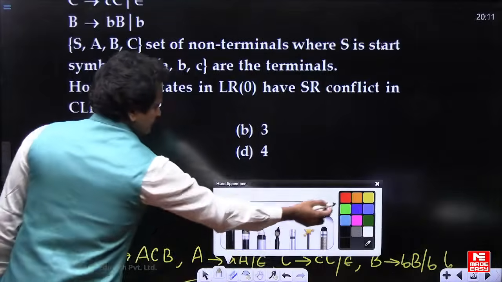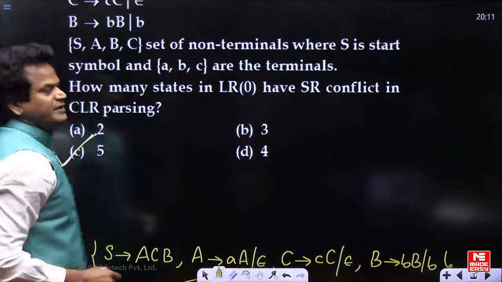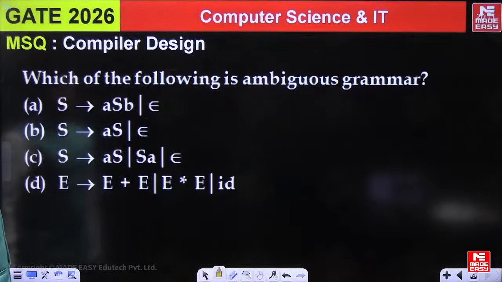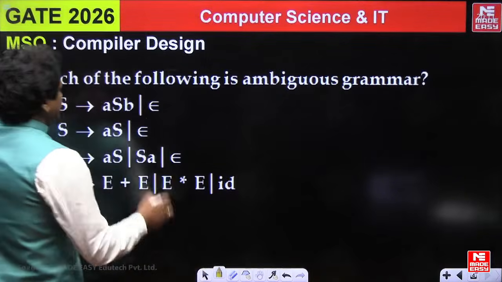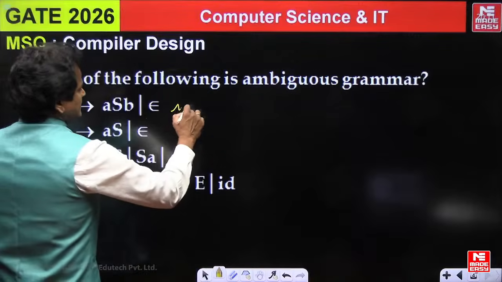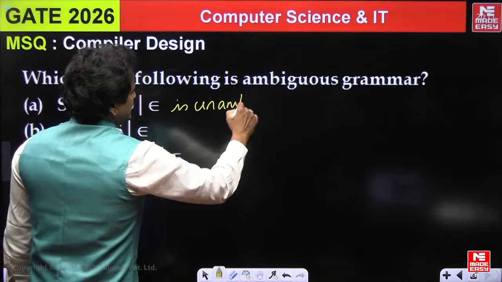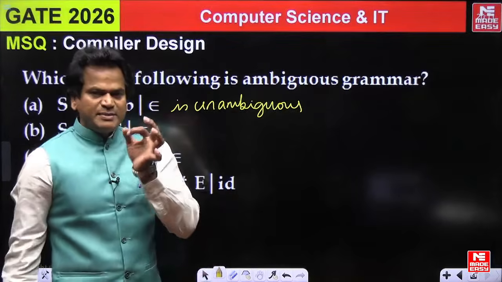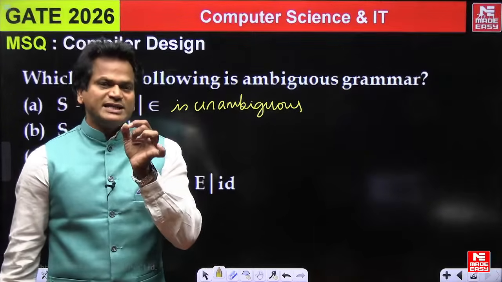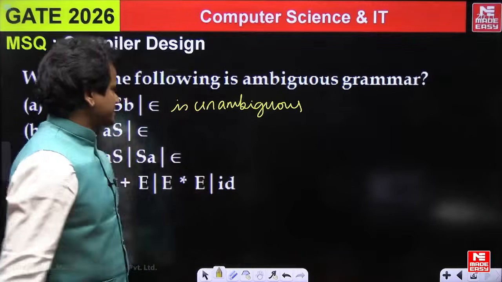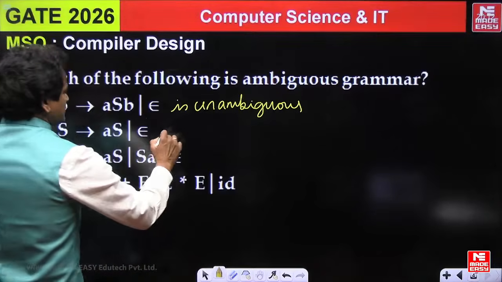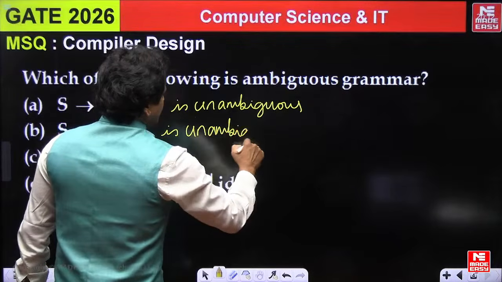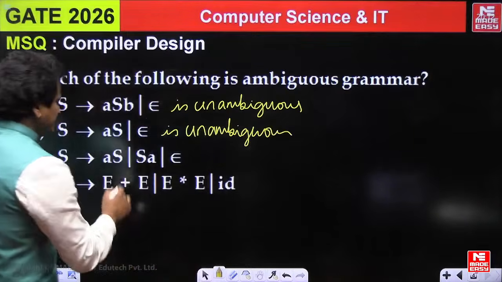Okay, we go to the next. Which of the following is ambiguous? Here A, S, B and epsilon, this is unambiguous. We never get any string having two or more different parse trees. A grammar is said to be ambiguous if it can derive at least one string having two or more different parse trees. This is unambiguous. This is also A, S and epsilon, unambiguous. This is unambiguous.